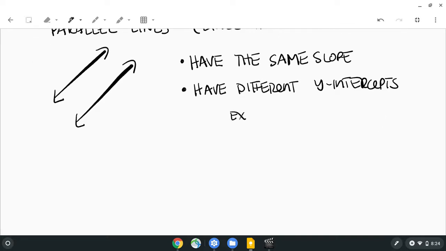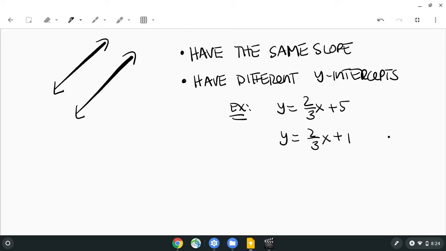So here, let me give you an example. So maybe you have 2/3 x plus 5. Well, that's one line. So the other line has to have the same slope, right? So 2/3 x, but it has to have a different y-intercept. So it can't be plus 5. It could be anything else. So maybe it's something like plus 1. Okay, so that's what I mean by parallel lines. So these two equations of lines have the same slope, but different y-intercepts.